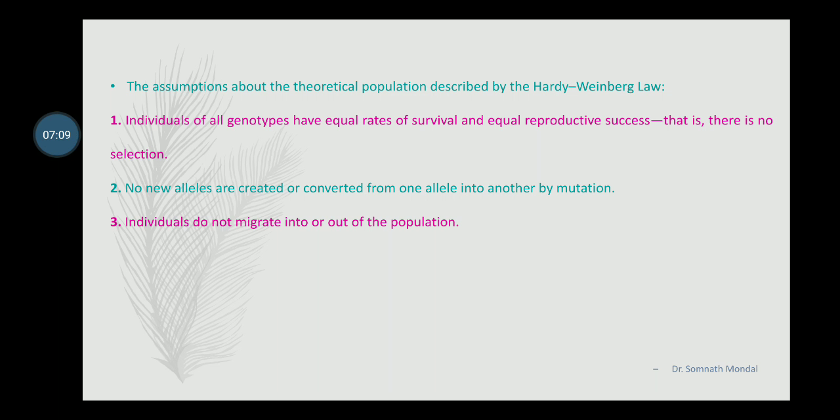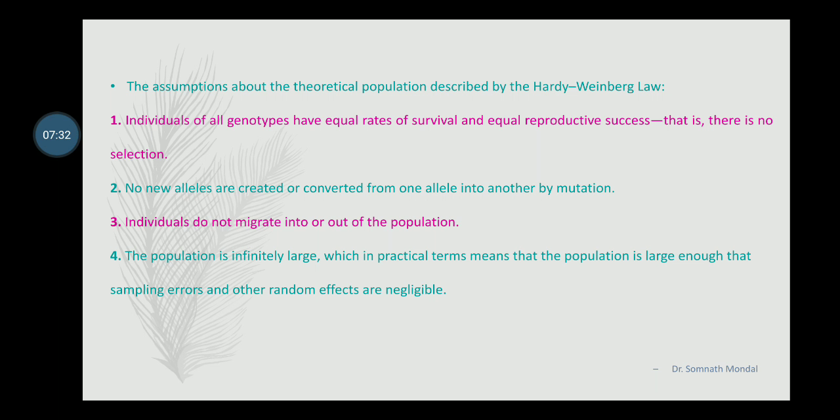Third, individuals do not migrate into or out of the population. Yes, migration is a characteristic pattern. In birds, we can see migration. Now, in terms of corona, we can see there is migration, lots of migrating people. Fourth, the population is infinitely large, which in practical terms means that the population is large enough that sampling errors can be negligible. And fifth, individuals in the population mate randomly.